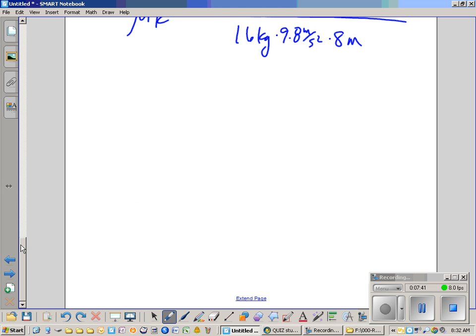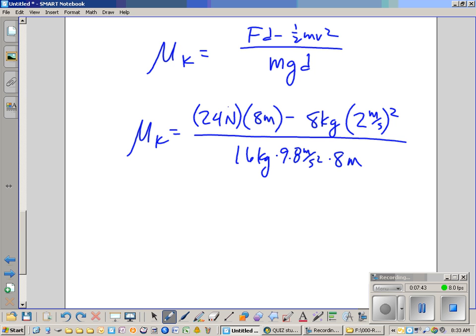But real quickly, let's take a look dimensionally. We've got newtons times meters here. Newton meters, and then we've got kilogram meters squared per second squared. That's also Newton meters, or joules, right? So we've got joules divided by joules. That's dimensionless, right? That's what we're looking for with the coefficient of friction anyway.